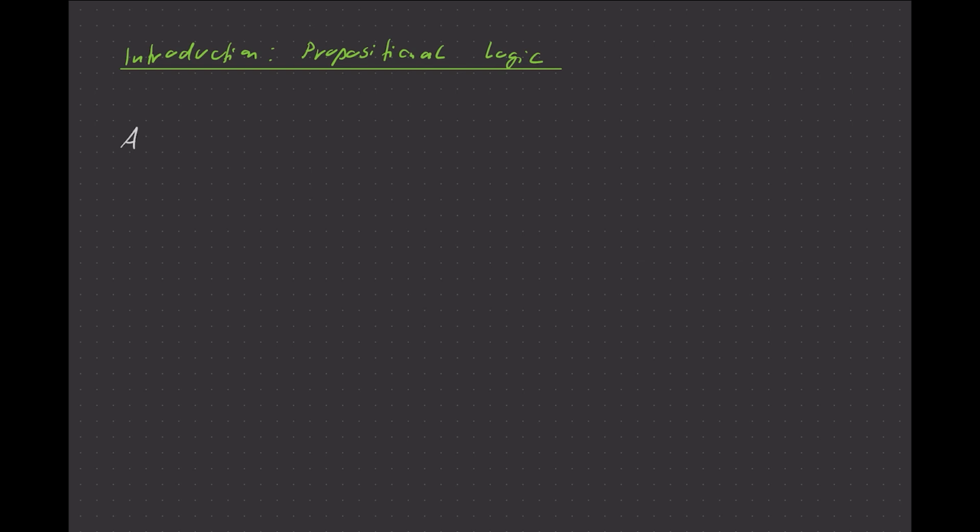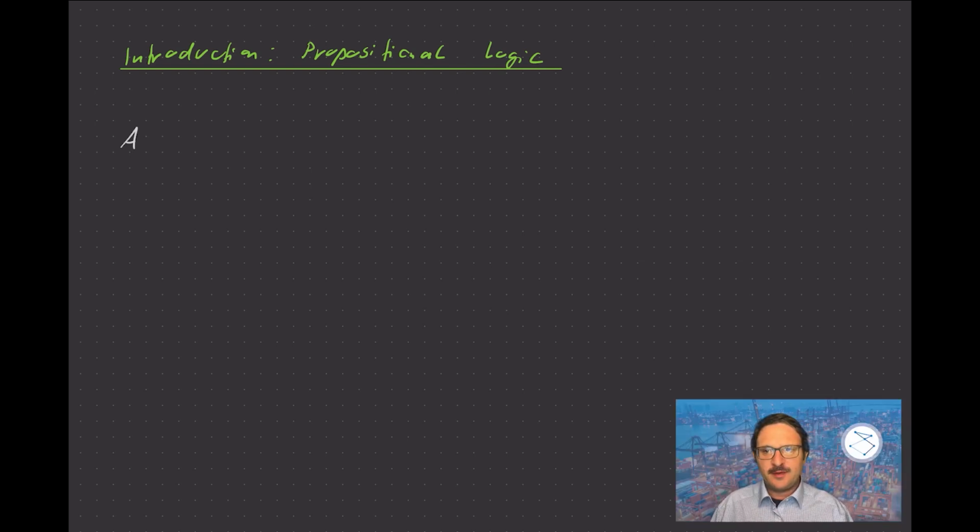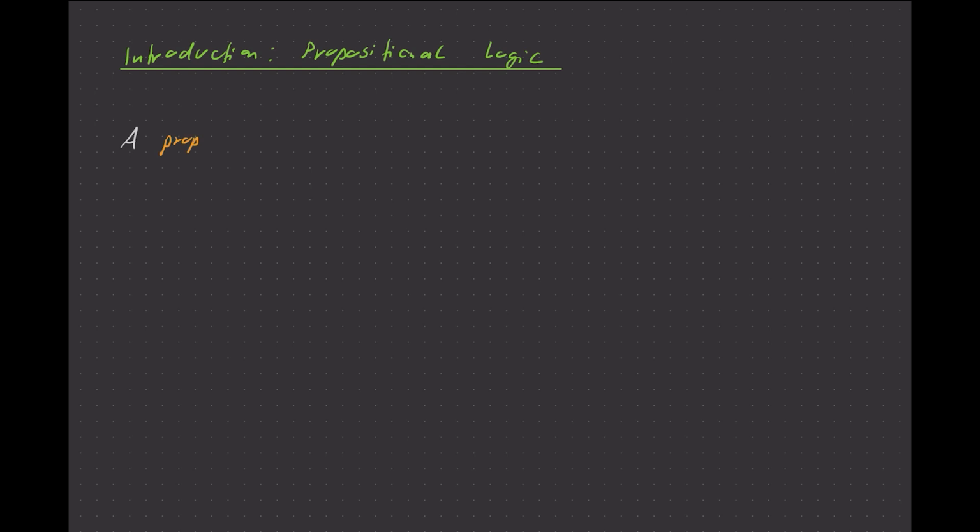So we'll say a proposition is some statement that may either be true or false. That doesn't mean that we would have to decide whether it's true or false. It just means there is some truth value that can be assigned to that statement. Okay, we'll call that a proposition. So a proposition is a statement that is either true or false.